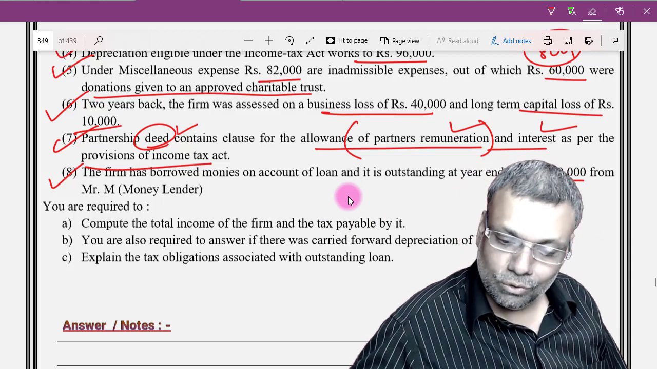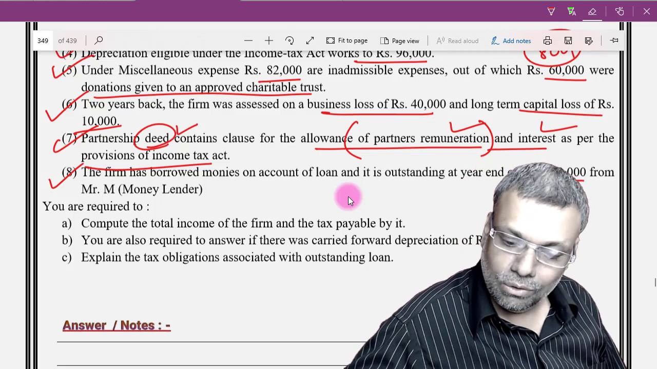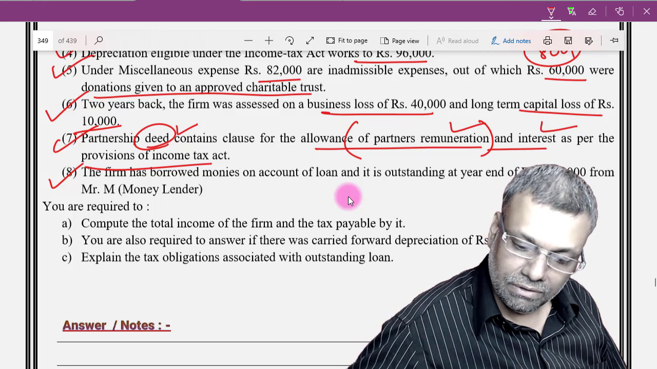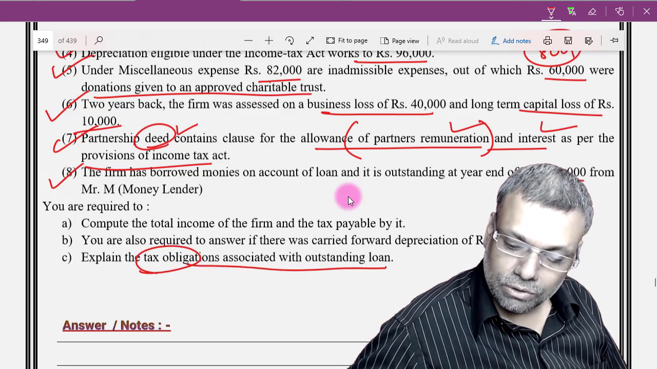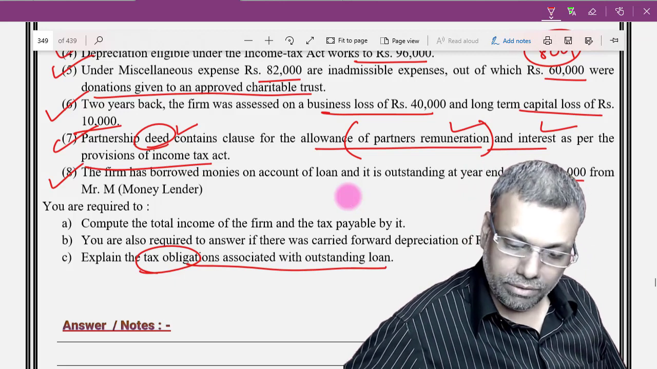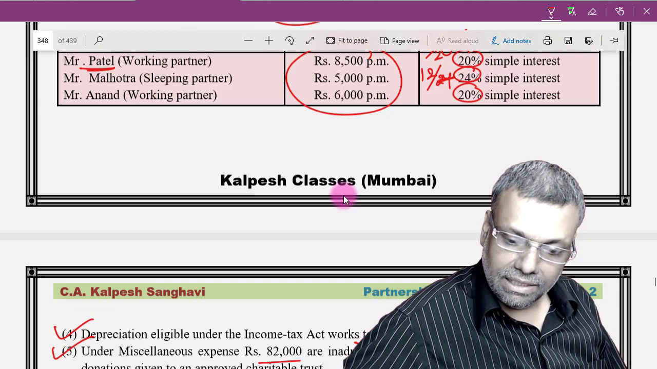So you should ensure that there should not be any cash transaction, because it is not given to us whether it is cash or account payee cheque and all that. So all these explanations you have to give, because of tax obligations associated with the outstanding loan. Okay, so all those summary notes you have to cover. So all the points you have taken care of.